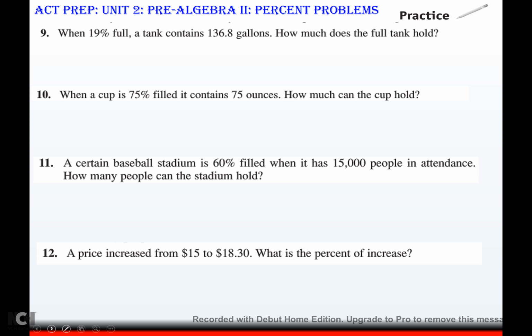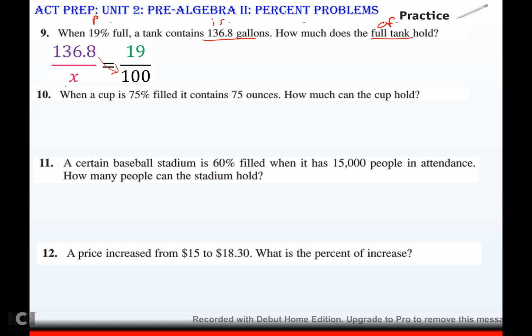Number 9. When 19% full, a tank contains 136.8 gallons. How much does the full tank hold? Well, they're giving you the percentage. When it's 19% full, that's 100, and that is 19%, is 136.8 gallons. The full tank, that's your of. So I'm going to have is over of equals p over 100. There's my is, there's my of. P is 19 over 100.